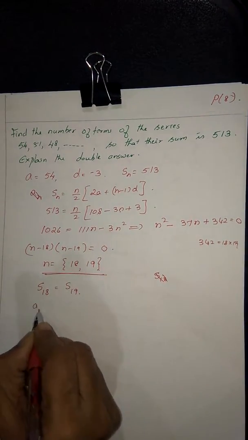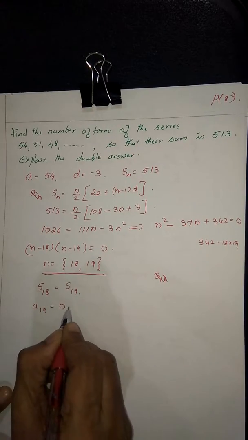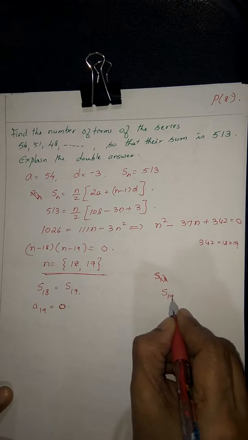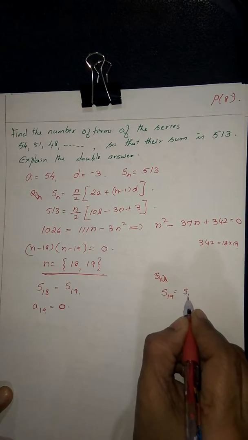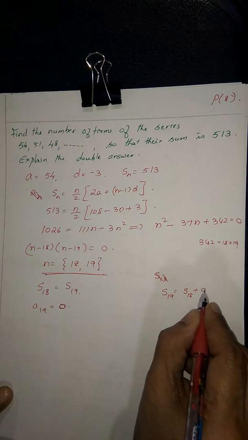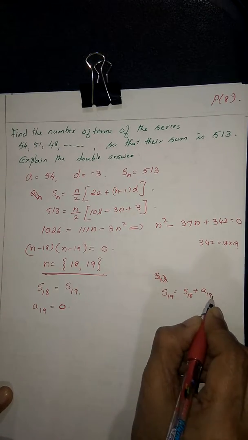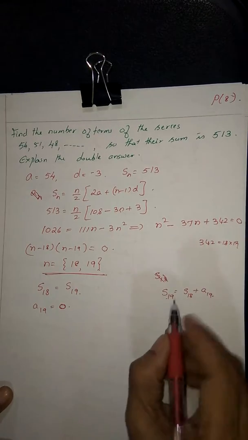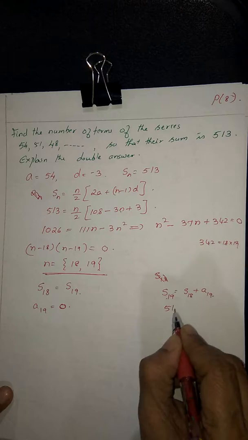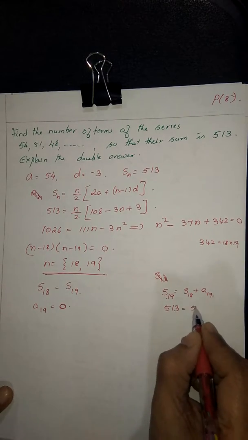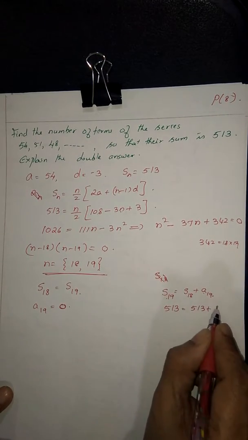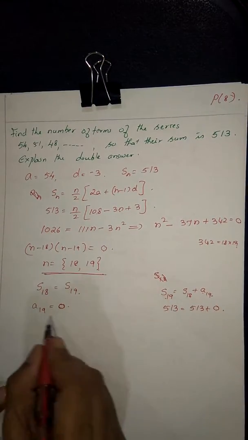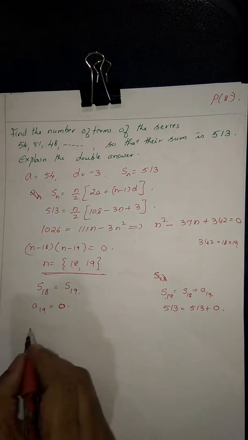So here A19, the term, will be 0. So S19 is actually S18 plus A19. A19 is 0. That is why S19 is also 513. S18 is 513, plus A19 which will be 0. So this is the reason why we are having a double answer.